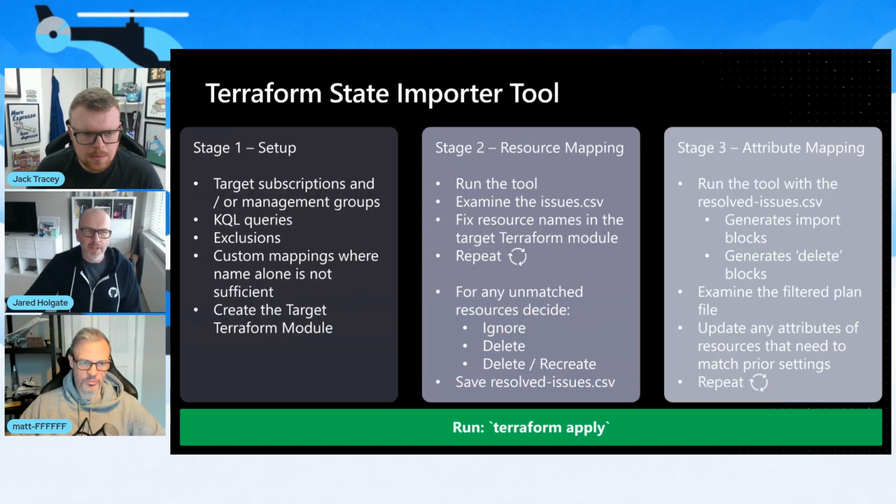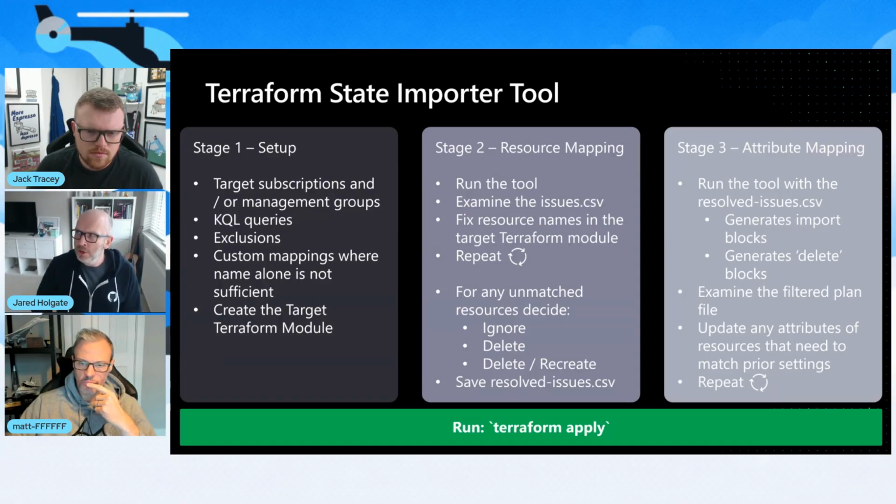We've pre-configured some files for you, so you don't have to figure all this stuff out yourself. There are some KQL queries in there, some exclusions, some custom mappings and things like that. That's all done for you if you just migrate from our standard CAF module to AVM. But in some advanced scenarios, you might need to go into that file and make some changes, but you probably wouldn't find that out in stage one. Stage one, just take what we've given you, start there.